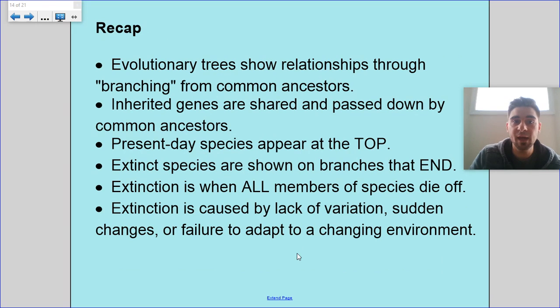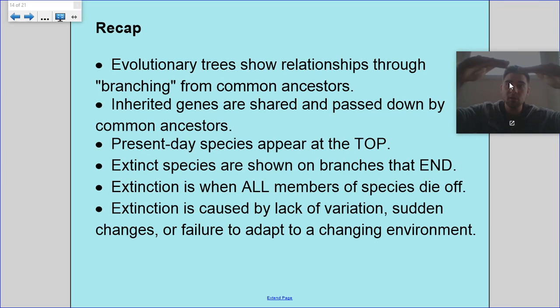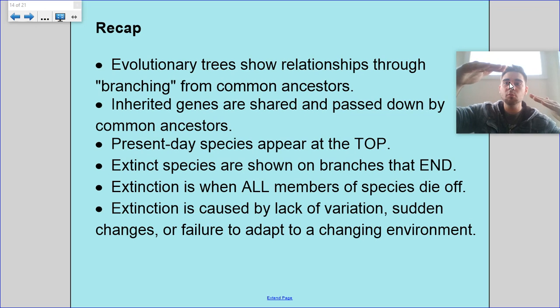Okay, so here's a quick recap. First off, remember evolutionary trees, same as cladograms, they show relationships through this branching pattern, right? So a common ancestor gave rise to 2 different species, and that's what that shows. When you have common ancestors, if you trace back, maybe both species, for example, have similar bones, like we've seen. They inherited that through the common ancestor because they passed on those genes. Okay, remember present day species appear at the top of your diagram, and all the extinct species are ones that just sort of abruptly ended. They ended and they're not continuing into present day.